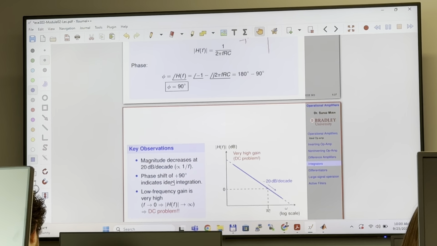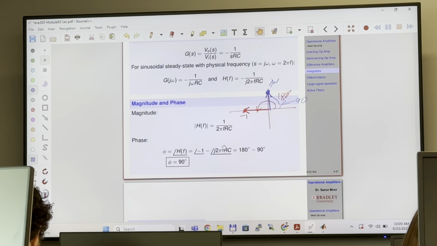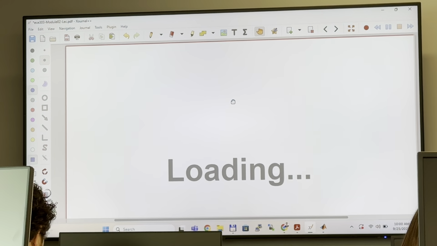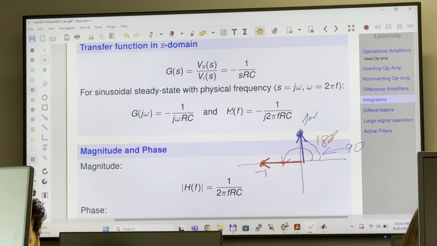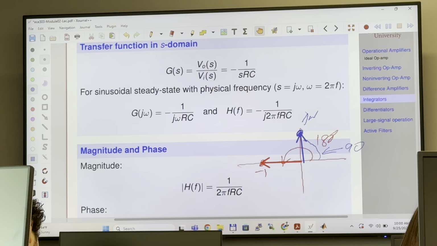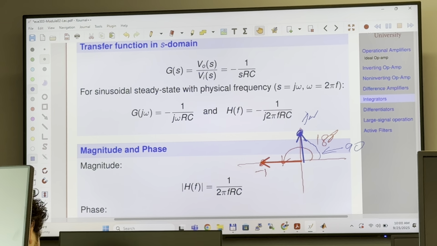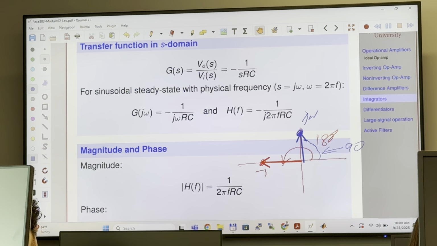Now the key observation here, the main problem here, there is a problem here. Guys, look. When S equals 0, guys, please pay attention. When S equals 0, S is a complex frequency, which means that the frequency is 0. Tell me, when the frequency of a signal is 0, what does that mean? Is it an AC signal or a DC signal? DC. So a DC signal has a frequency of 0, right? Very interesting.